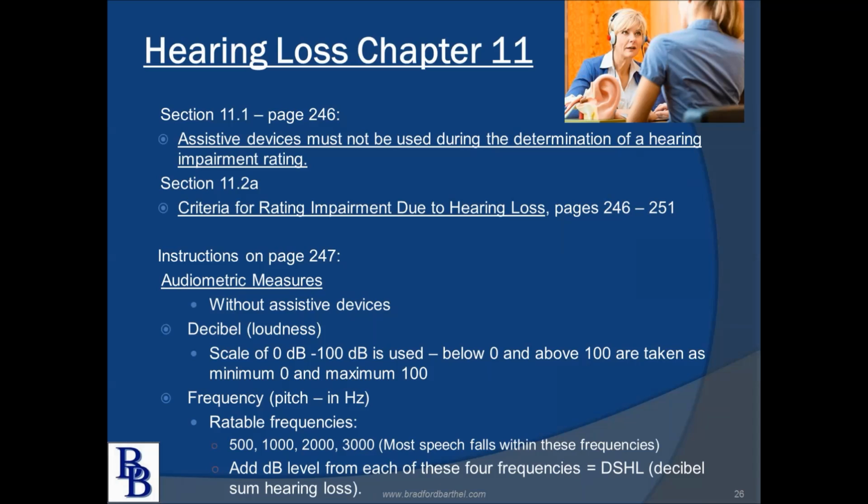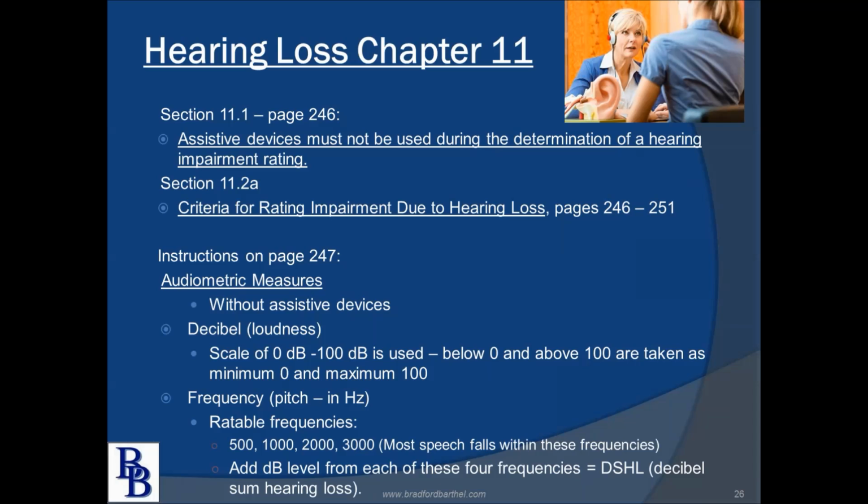And so the way the hearing loss is evaluated, the doctor gives us a chart with decibels. When does the person being evaluated first hear each of these frequencies, at what decibel level? And that's what's being recorded. The decibel level at which each of these frequencies is first heard. How loud does it have to be? So from those 4 frequencies, we add them, and that's called the DSHL, decibel sum hearing loss.